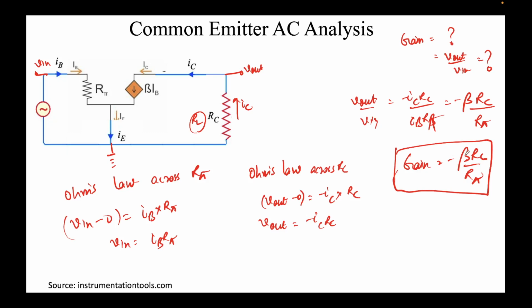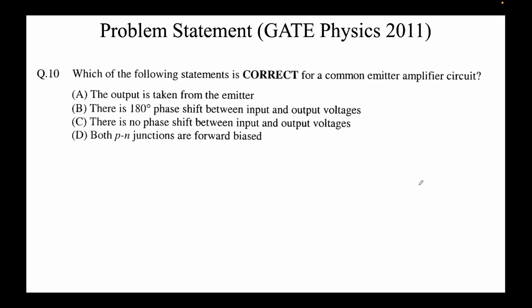What does this mean? Beta is a positive quantity, RC is a positive quantity, R pi is a positive quantity. This minus sign denotes that V out and V in are 180 degrees out of phase. If the sign were positive here, that means they were completely in phase. 180 degrees means you are completely opposite, diametrically opposite. Hence V out and V in are out of phase. Now we'll come back to our problem.